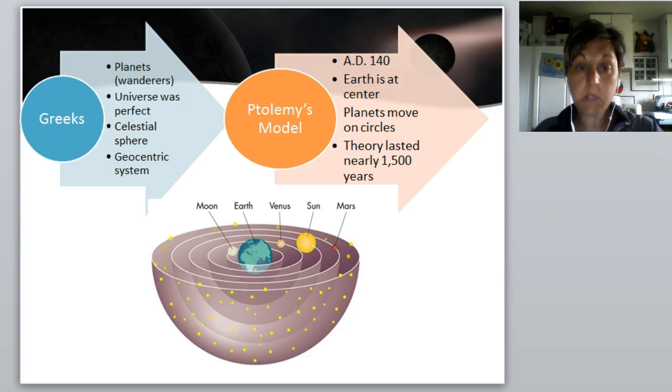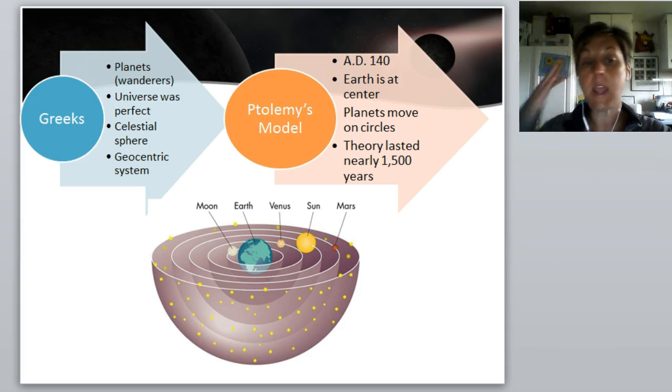The Greeks believed that the universe was perfect, that it was this celestial sphere, kind of like the model that we see here on the slide. And it was a geocentric system. Remember, we're not talking about all of this advanced technology, so most of what they're putting down is what they can see and observe. It was also believed that the Earth was the center of the universe, and the other planets and the sun revolved around the Earth.